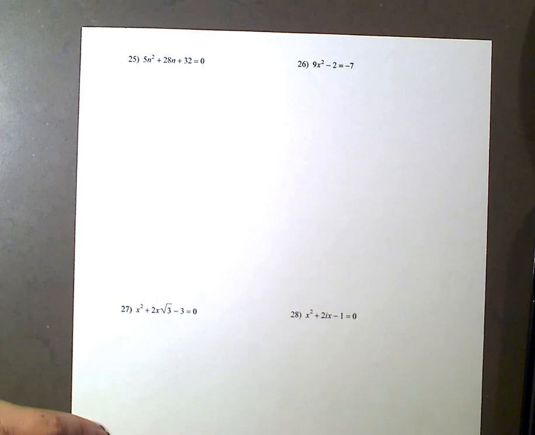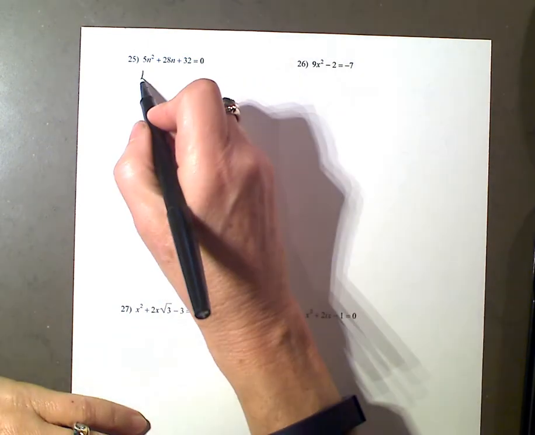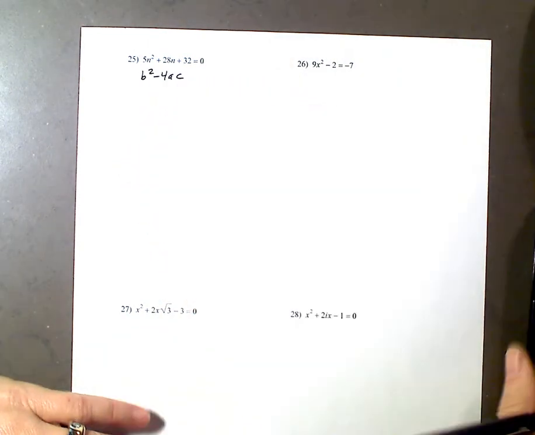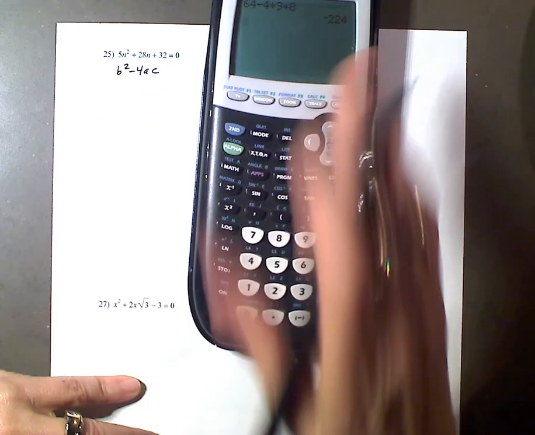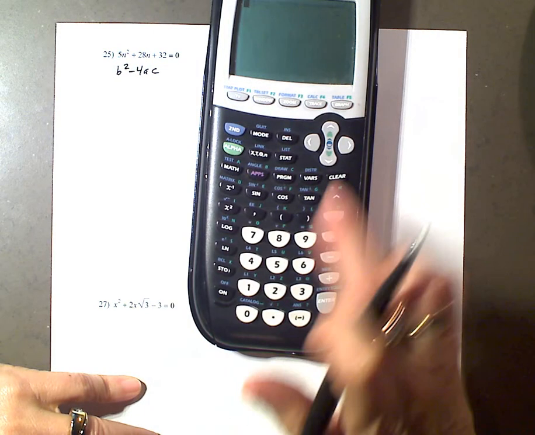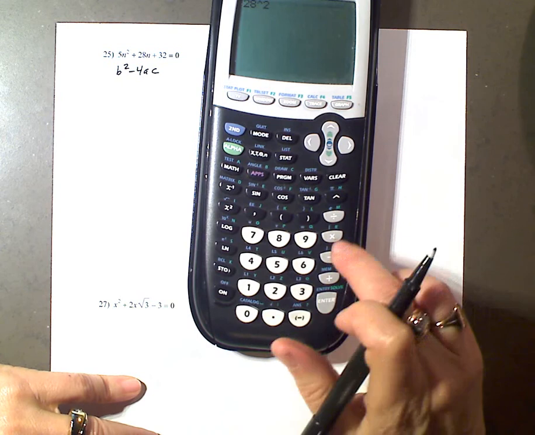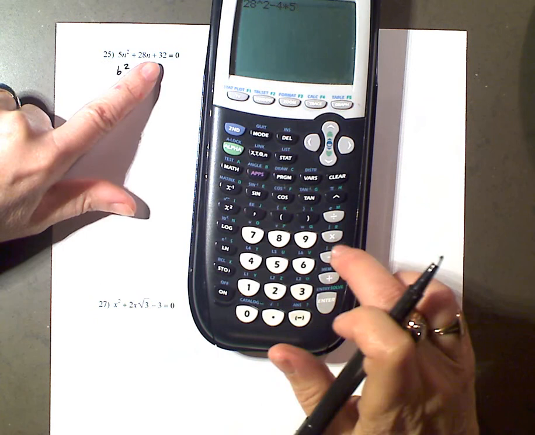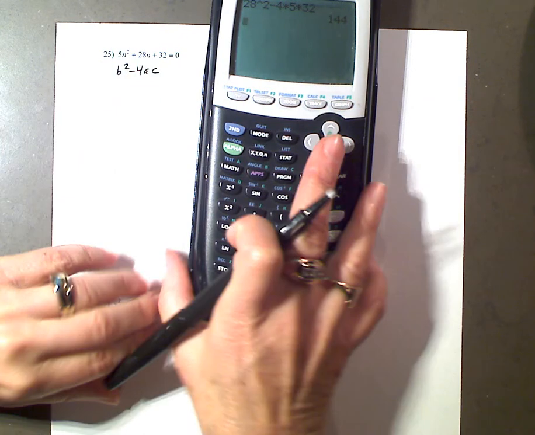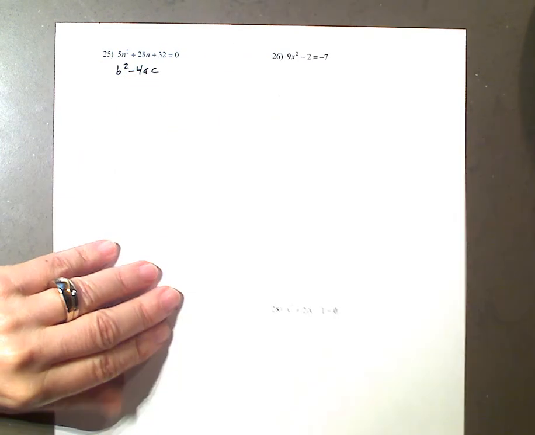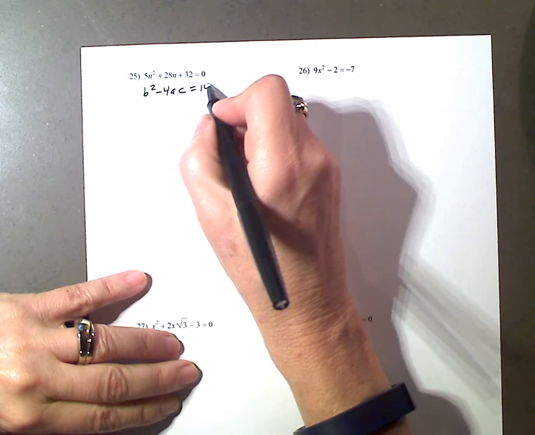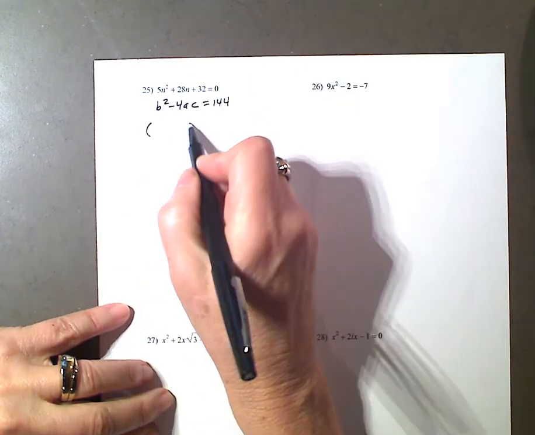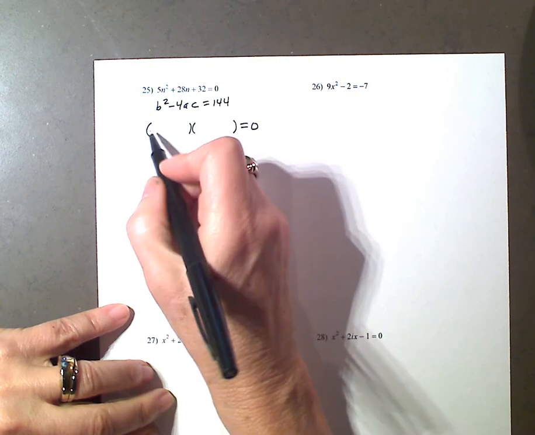Okay, so number 25, one of the things you can do is, if you really quickly just want to figure out the discriminant, just punch it into your calculator. So I can say 28 squared minus 4 times 5 times 32. And I get 144, which is a perfect square, telling me that I can factor this. So that's kind of a quick check, if you ever wonder.